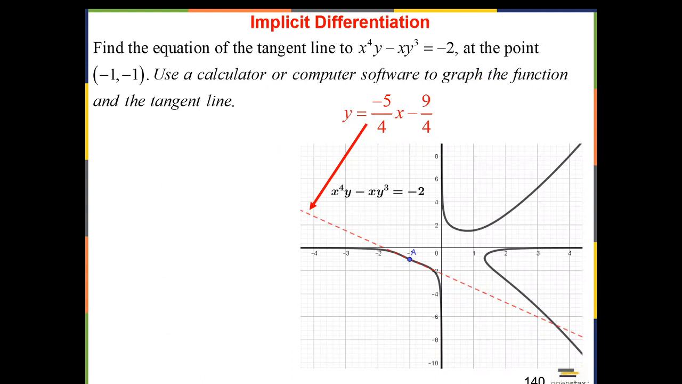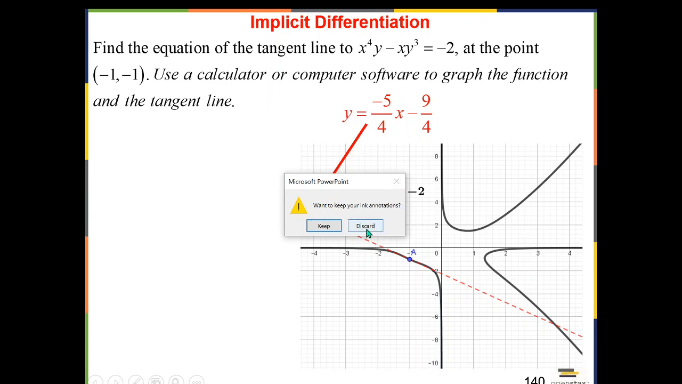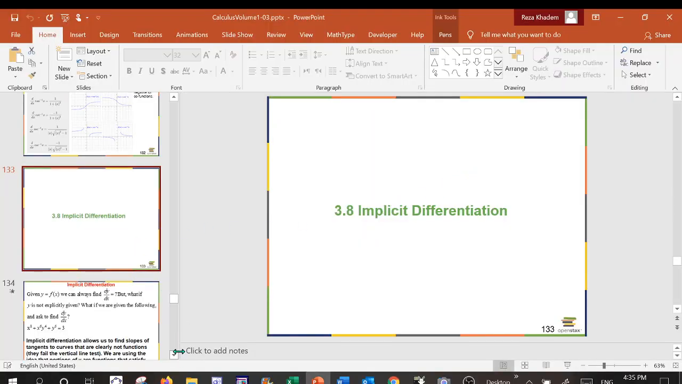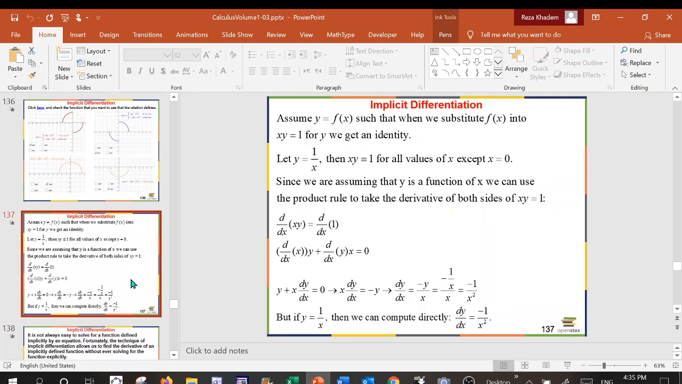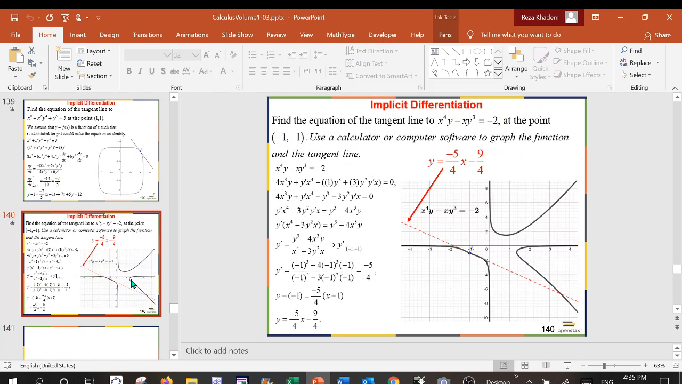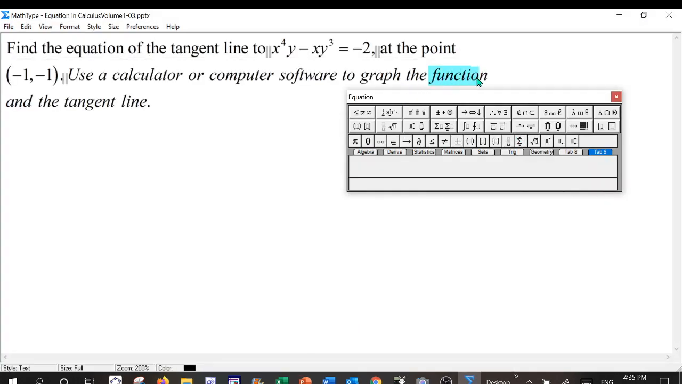And here is another example. Find the equation of the tangent line to this at the point (-1, -1). Use a calculator or computer software to graph the function and the tangent line. Okay. Well, it's not really a function here, so to graph the equation, to graph the relation. Maybe I should do that now, well, I could do it. Here we go. Let's do it. There you go. So we were right here. Since we are here, why not? There you go. Graph the relation.